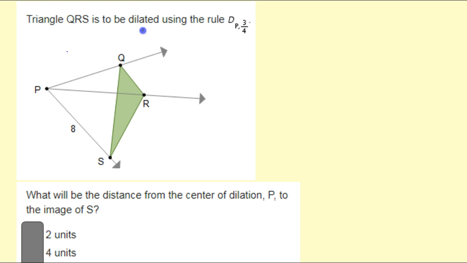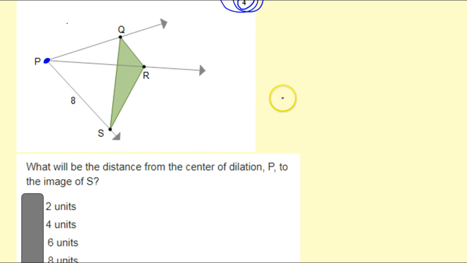Okay, triangle QRS is dilated using the rule right here. So this tells us that P is the center of dilation, which you can see in the diagram, but the 3/4 is the scale factor. So all of the lengths should be 3/4 what they are, and all of the distances from P should be 3/4 what they are. So focus on 3/4 being the scale factor.